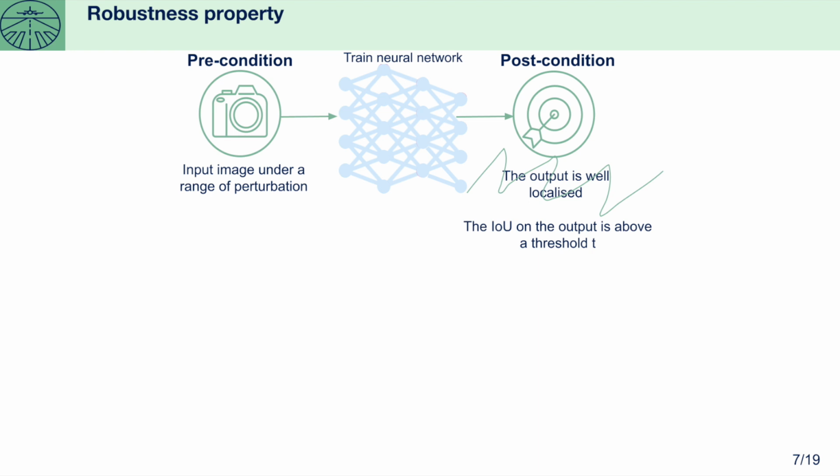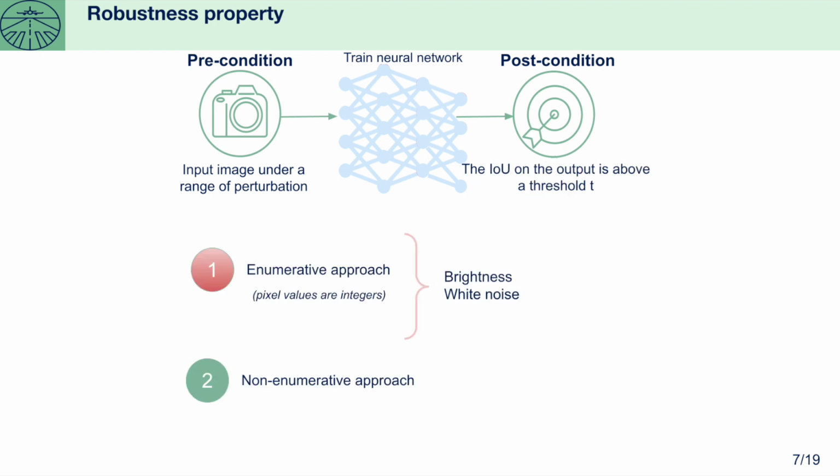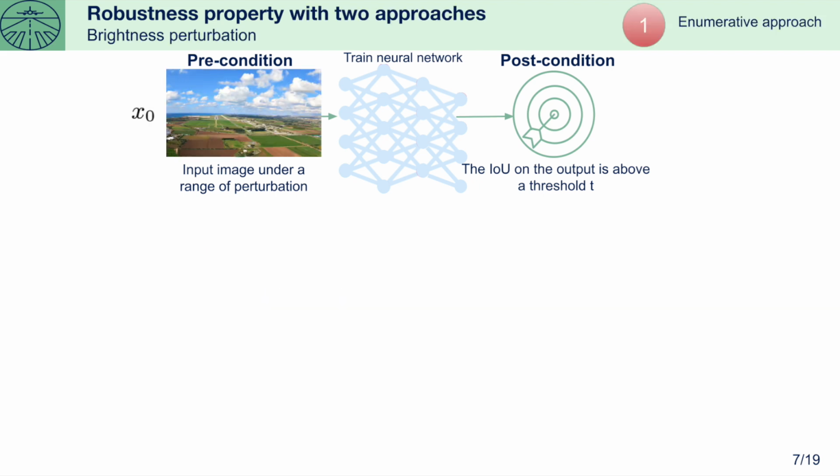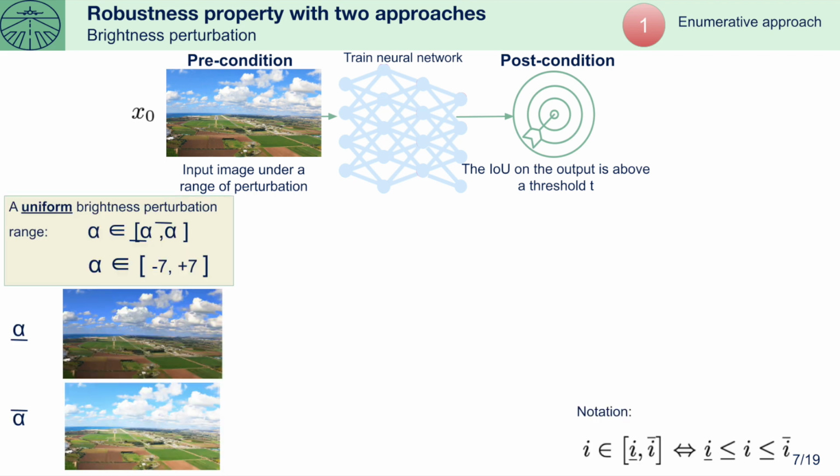So let's consider two strategies. An enumerative approach that is possible because pixel values are integers, and a non-enumerative approach. And let's apply it to two perturbations. First, let's begin with the brightness perturbations. We take the initial input image, as we have already seen at the beginning, and apply to it a uniform brightness perturbation range. It is defined thanks to a coefficient alpha that is within an interval from alpha min to alpha max, here between -7 and 7.